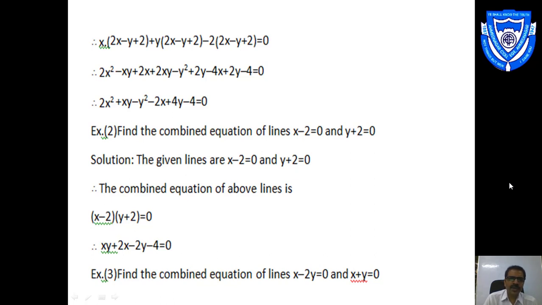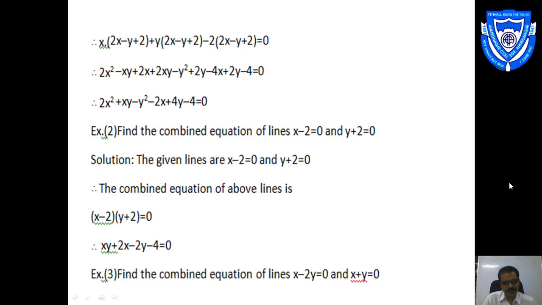Example 2. Find the combined equation of the lines x minus 2 is equal to 0 and y plus 2 is equal to 0. The same technique we are going to use as in the above example. Take the separate equations of the two lines, x minus 2 is equal to 0 and y plus 2 is equal to 0, and therefore their combined equation is given by x minus 2 into y plus 2 is equal to 0.